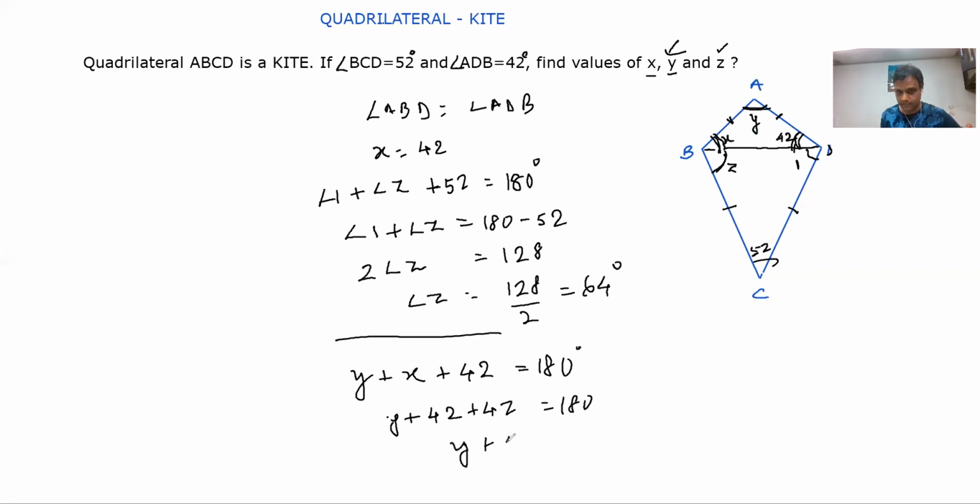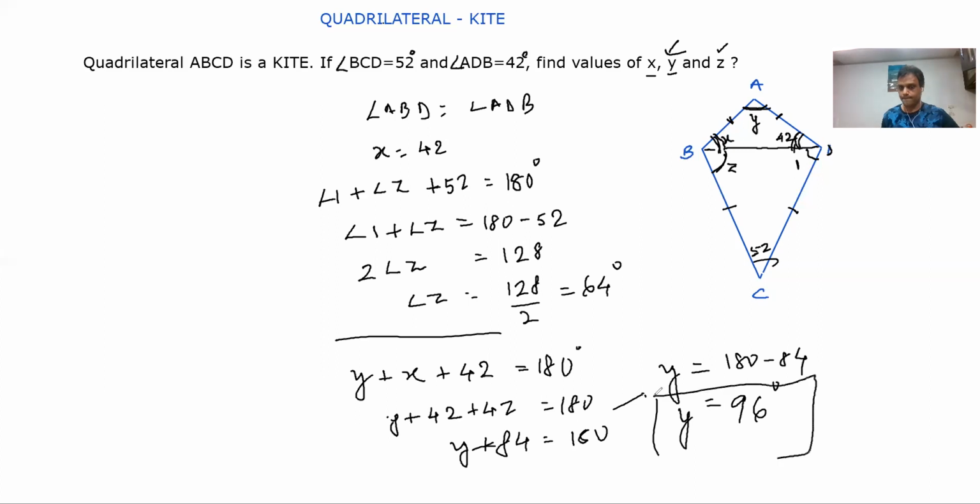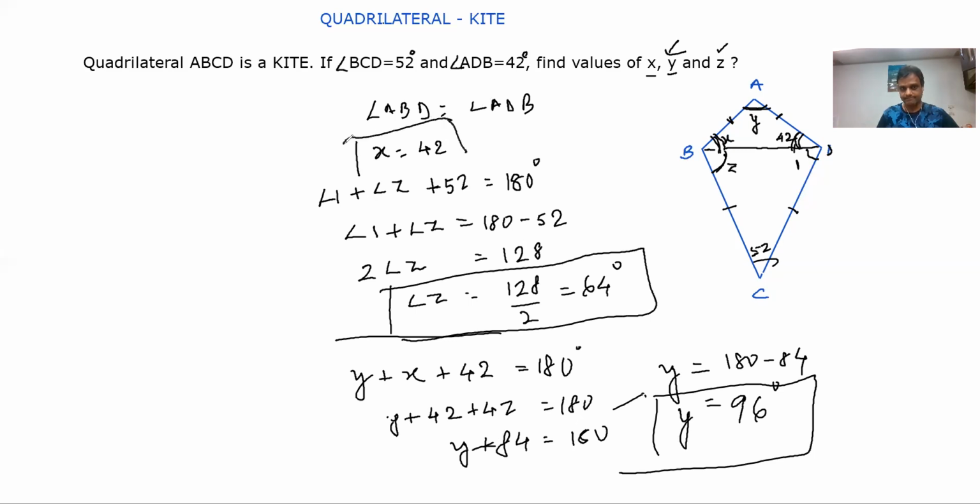is equal to 84, so 180 is equal to Y plus 84. This is a linear equation we are solving, right? We did this in the last class. So Y will be equal to, if we take 84 to the right hand side, 180 minus 84, which is equal to 96 degrees. This is Y. This is Z. And this is X. Simple.